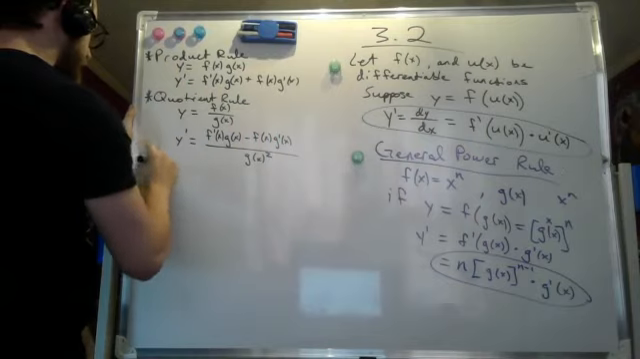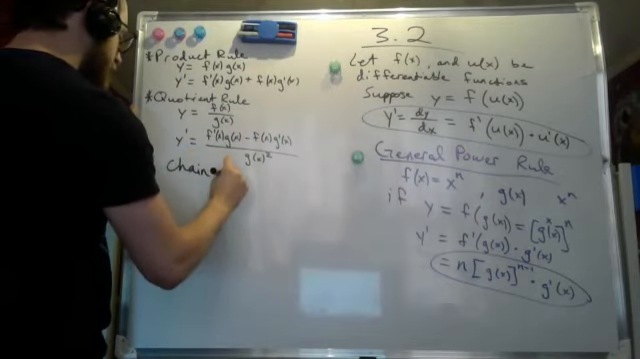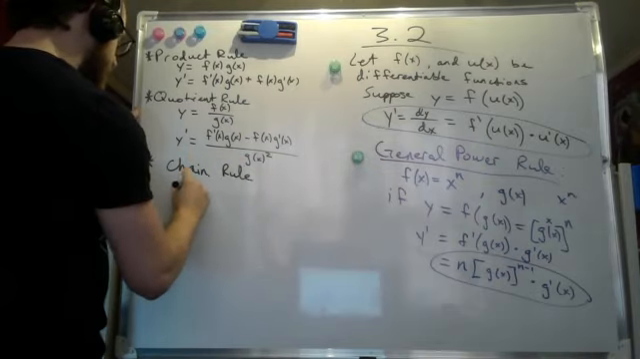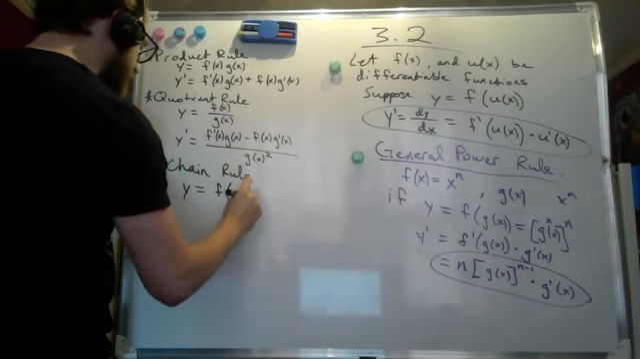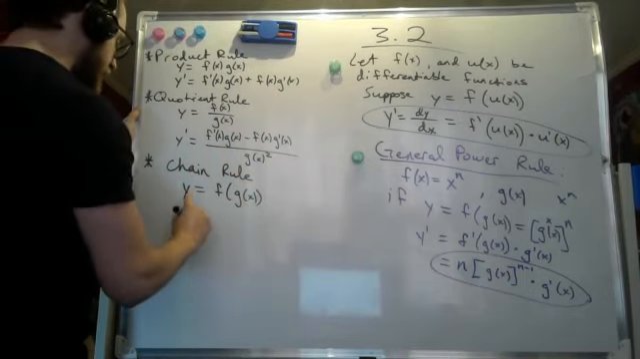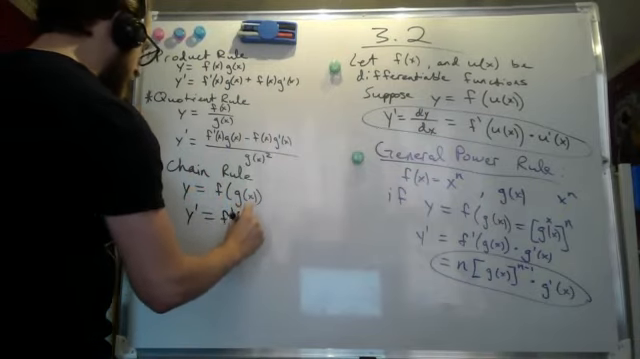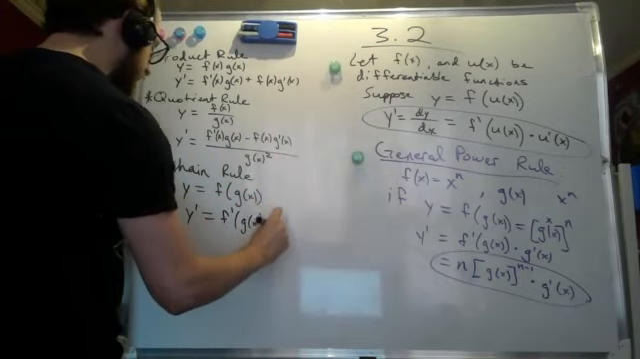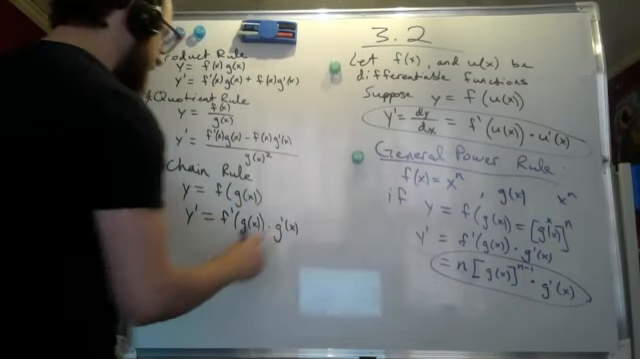And then we also have our chain rule. This says if y is equal to f of g of x, this is composition, you have a function inside of a function, then y prime is equal to f prime of g of x times the derivative of the inside part, g prime of x.